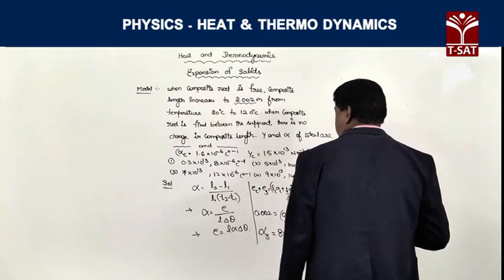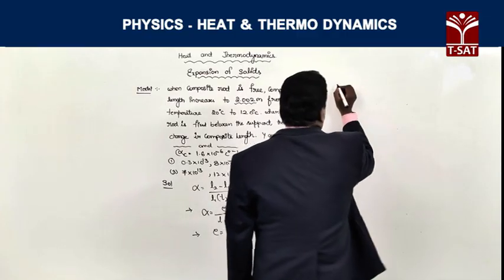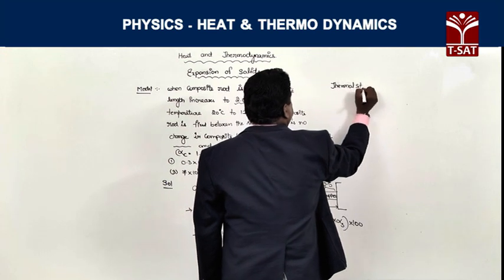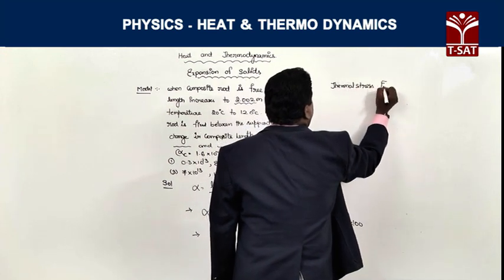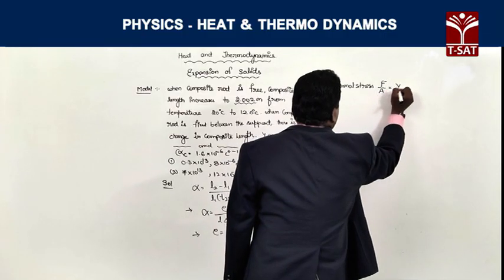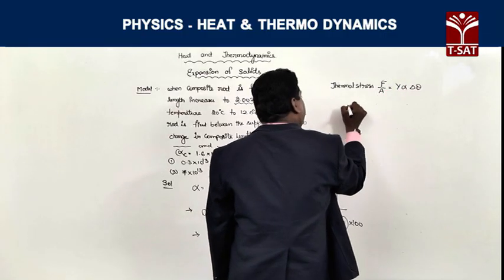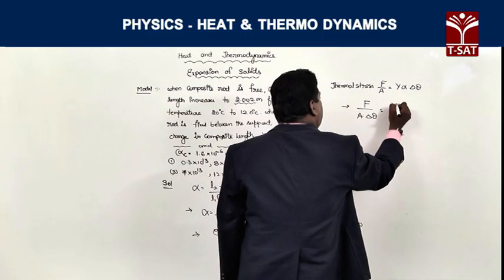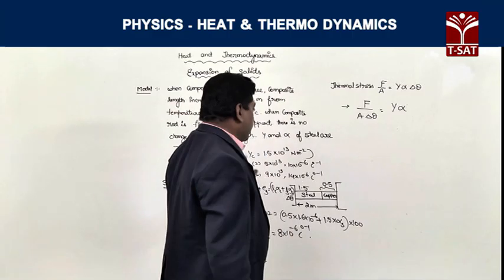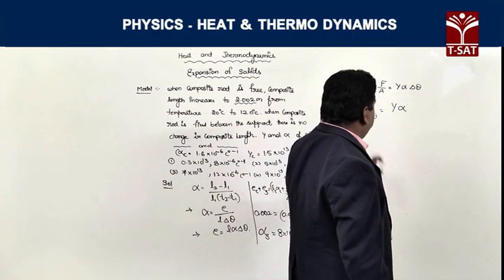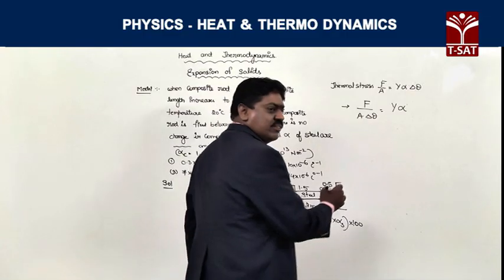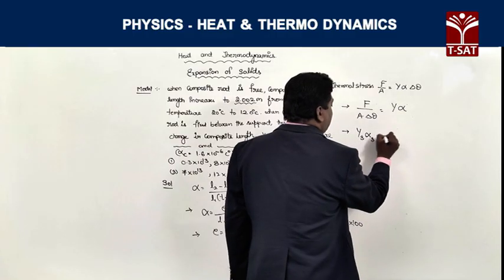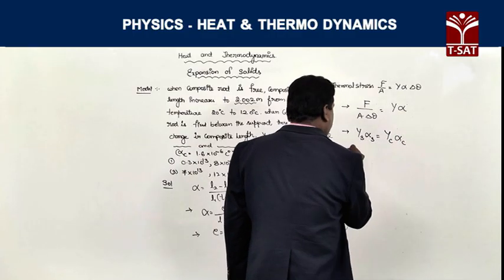After finding alpha steel, let us try to find the Young's modulus of steel. For that we have thermal stress F by A given as Y alpha delta theta. This can be written as F by A delta theta equals Y alpha. In both the rods, the thermal stress per unit temperature remains constant. Therefore, I can write Y steel into alpha steel is equal to Y copper into alpha copper.